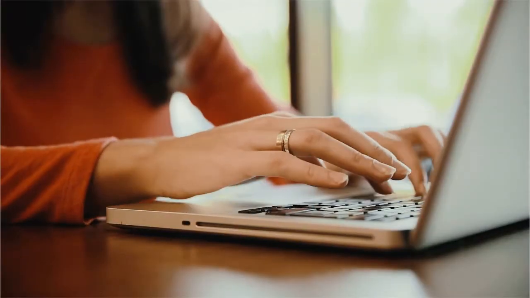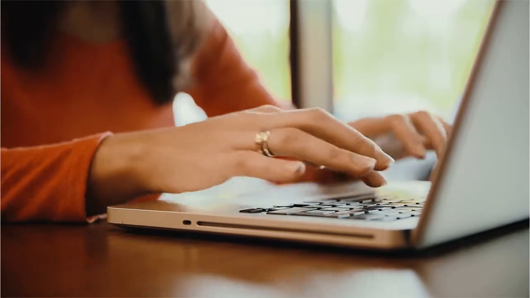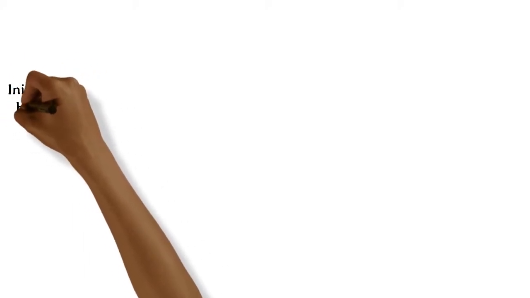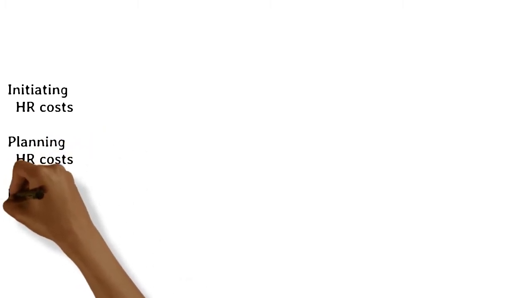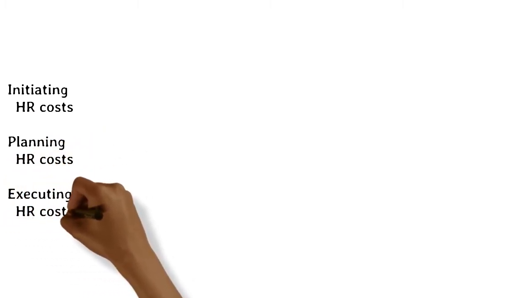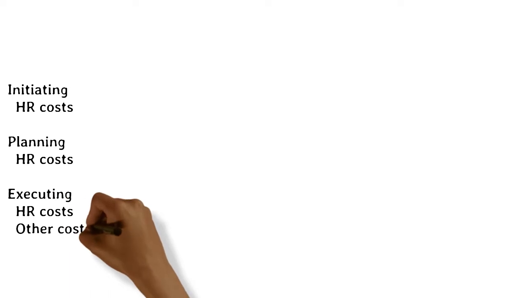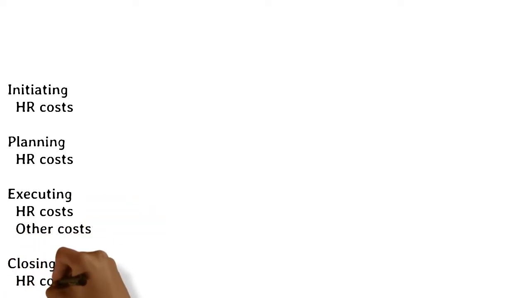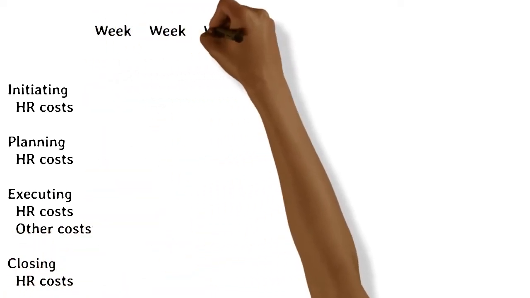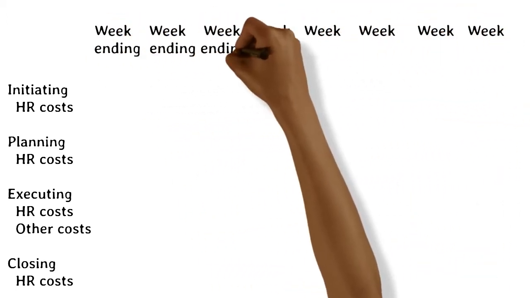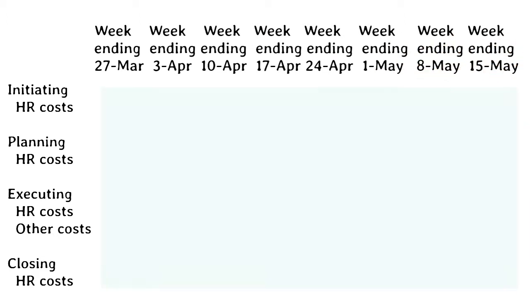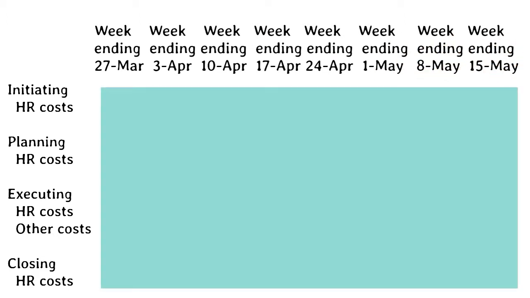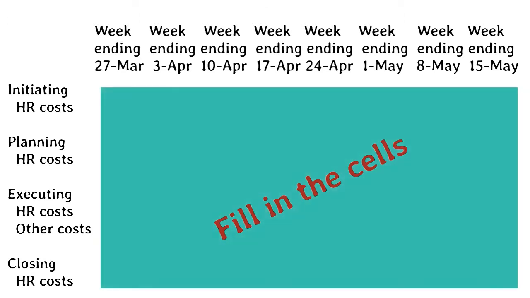Opening her laptop, Sophie creates a spreadsheet as follows. For each row, she lists each phase of the project: initiating, planning, executing, closing. Within each phase, she creates a row for the HR costs and other non-HR costs, if there are any for the phase. For each column, she lists each week of the project, 8 in total. Using the project schedule and the planned costs that are contained in the detailed estimates, she begins to fill in the cells of the spreadsheet.